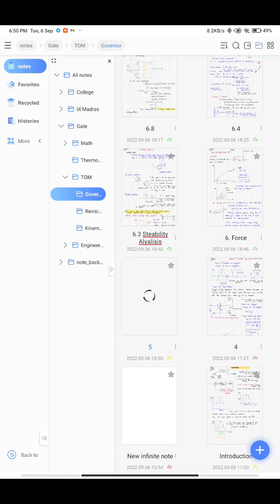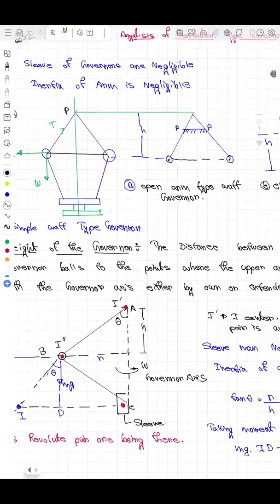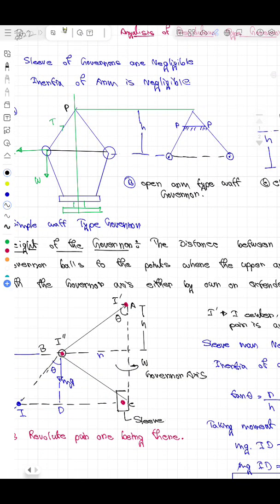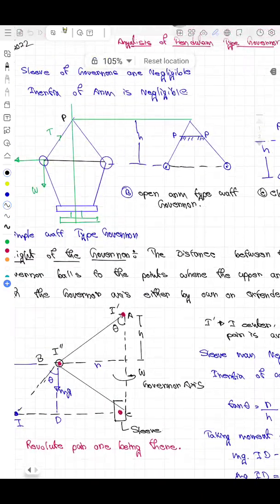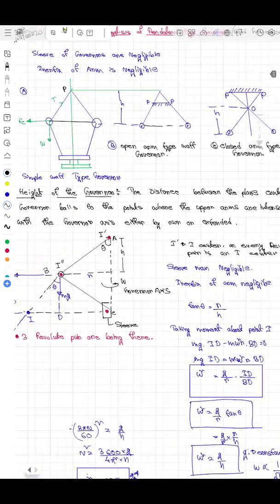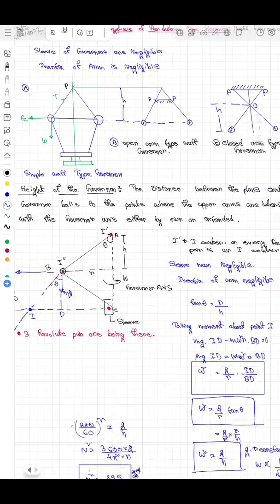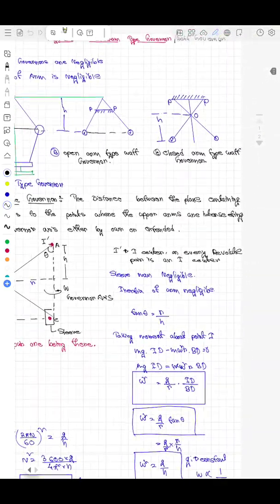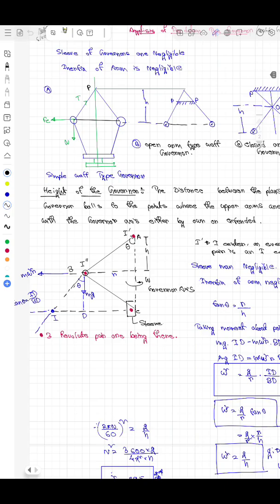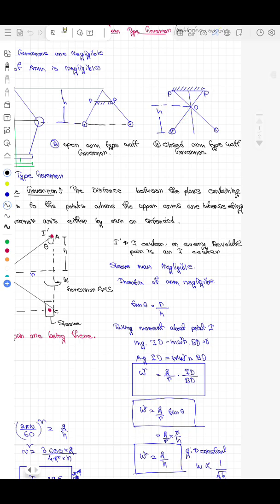Now, in this section, it is the Watt governor. What we have seen is a simple mechanism. This is T, this is T, and this is P. Here we have the H. So what is H? H is the height of the governor. What is the height of the governor? It is the distance between the plane containing the governor balls and the point where the upper arms intersect. So where do the upper arms intersect? Here, this is the point, so this is the H.